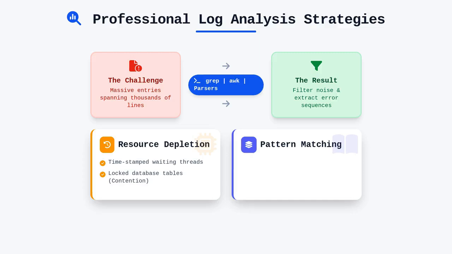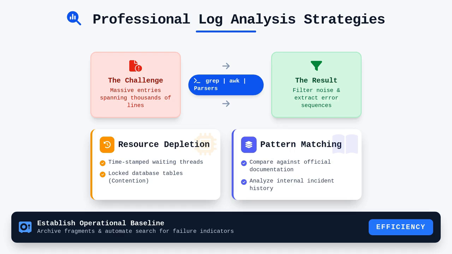Effective analysis involves comparing these extracted error sequences against known patterns found in the official documentation or your internal history of incidents. By archiving past log fragments and automating the search for specific failure indicators, you create a baseline for what normal operation looks like in your specific deployment.